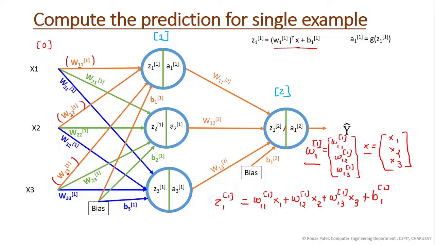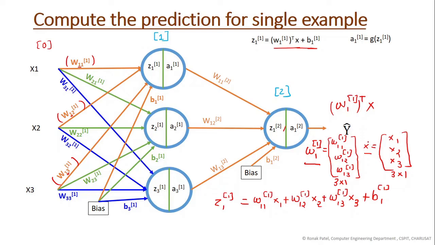Now you can see the size of W11 and X. This is 3 cross 1, and X is also 3 cross 1. If I multiply them, the multiplication is not valid. So what will I do? I will take the transpose of this: W11 transpose into X. When I take the transpose, this vertical thing will become horizontal, row will become column. So W111, W121, W131 is multiplied with this column. So row, column.